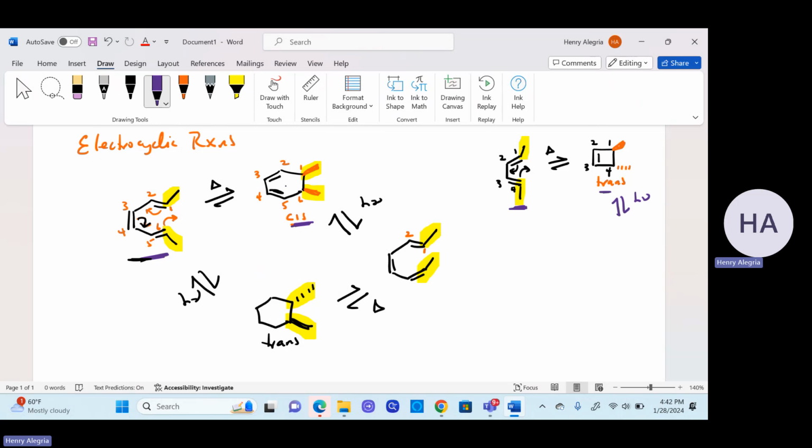So let me just continue there. If I reverse what is happening here, I break that sigma bond between 1 and 6, move the pi electron, so I now have a double bond between 1 and 2. I have to move these pi electrons that way, so there's now a single bond between 2 and 3, but now there's a double bond between 3 and 4, and I have to move these pi electrons over to now form a double bond between 5 and 6. So that's what it is.